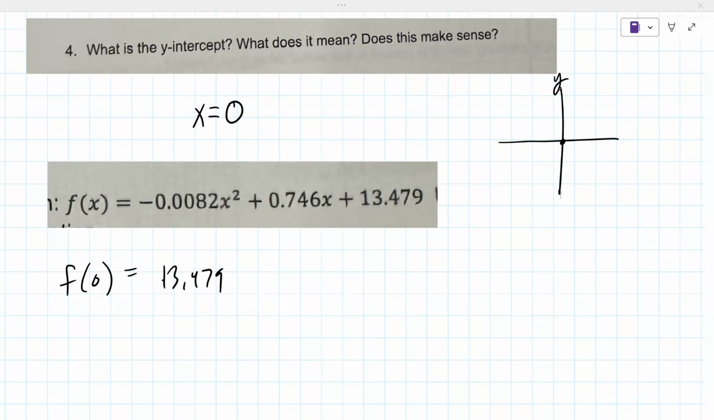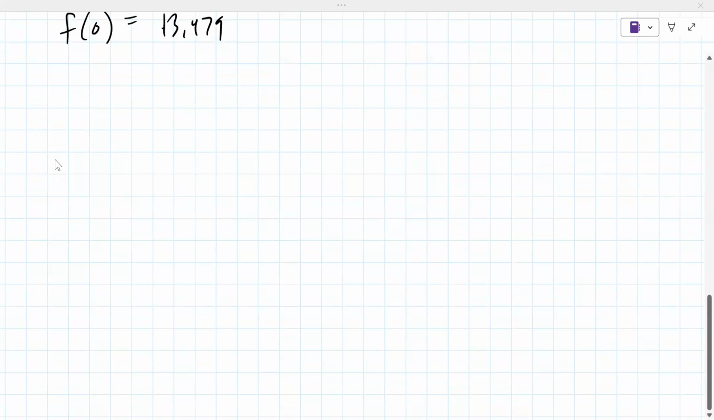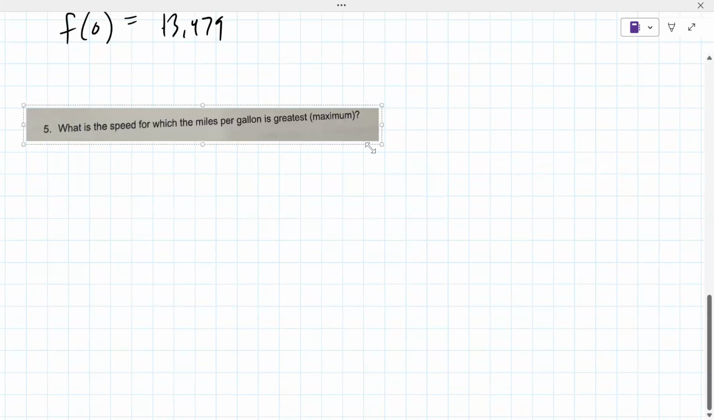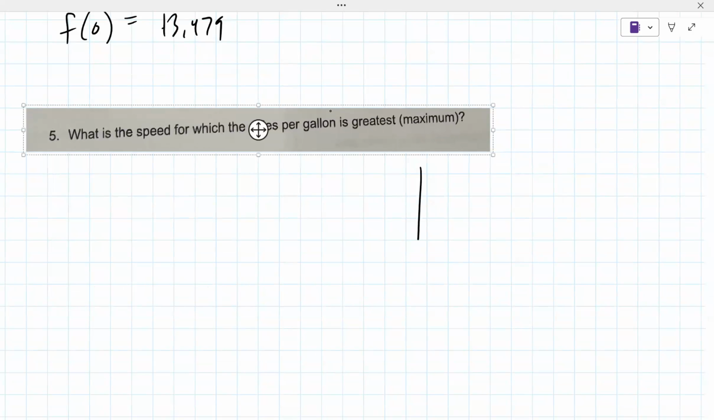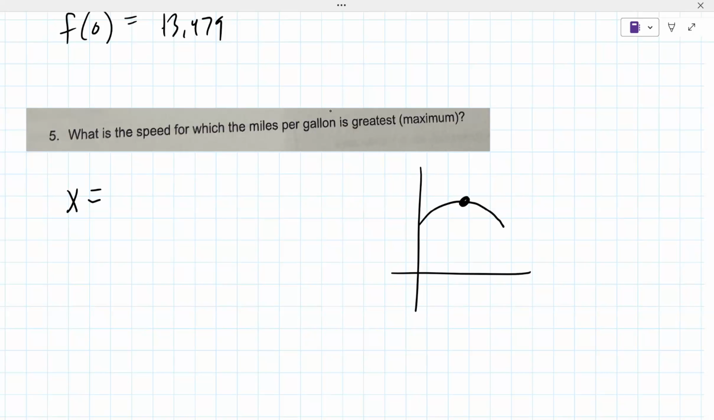All right, so the next thing for number 5 is the speed for which the miles per gallon is greatest, the maximum. So we're looking for the vertex of this thing. Do you remember anything about how to find the x value of the vertex using formulas? Maybe minus b. Well, I don't think so.